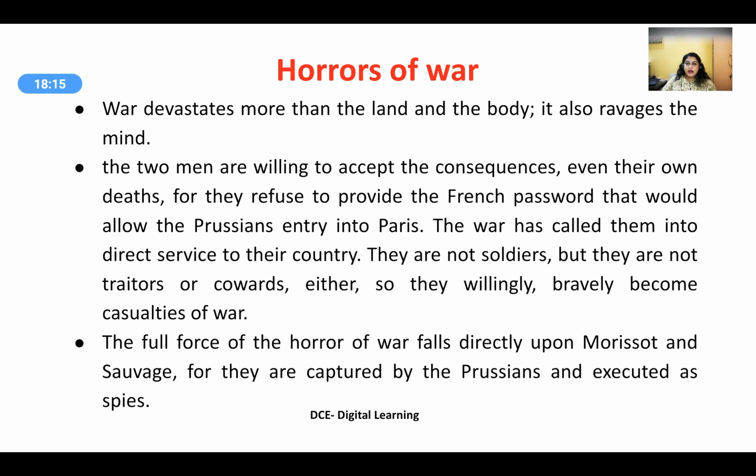The two friends are willing to accept the consequences, even their own deaths, for they refuse to provide the French password that would allow the Prussians entry into Paris. The war has called them into direct service to their country. They are not soldiers, but they are not traitors or cowards either. So they willingly and bravely become casualties of war.